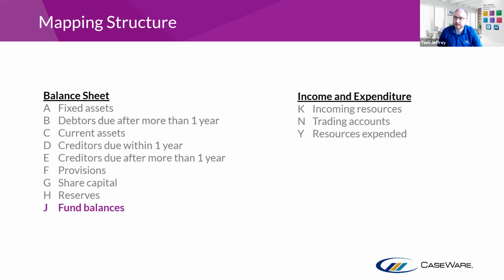So rather than having, for example, L for turnover, R for admin expenses, we've got the K, KN and Y codes there. That mapping structure is present in charity and academy files, but there are some subtle differences between the two, and we'll be having a look at those in a bit more detail in a moment. So I'm just going to pause my screen, and I'm going to jump to my CaseWare file.